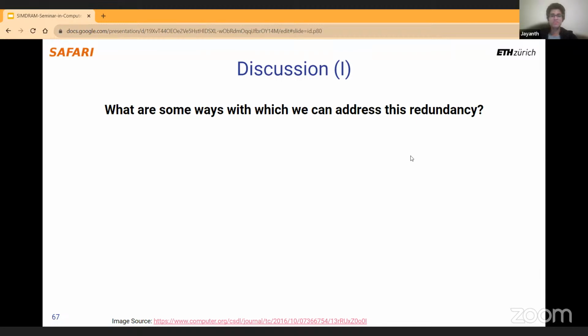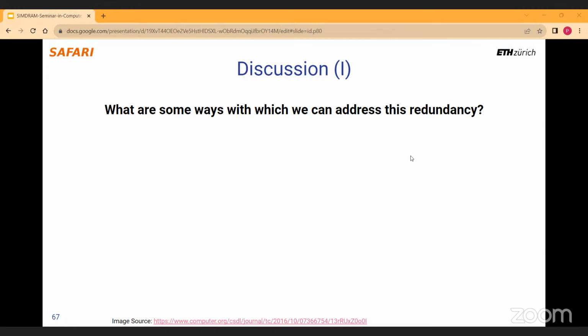So moving on to the discussion part, related to the limitations that we just discussed. What do you think are some ways in which we can address the redundancy, by which I mean the massive parallelism that SIMDRAM offers? It's redundant for most real-world applications. Can you probably think of some ways in which we can address this redundancy? So I have a point.